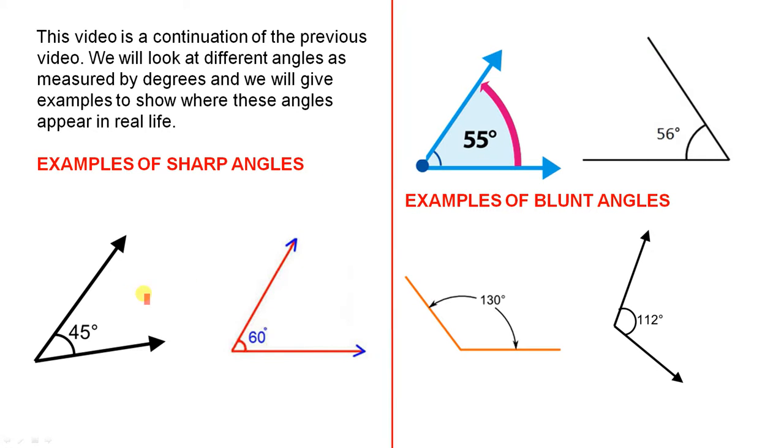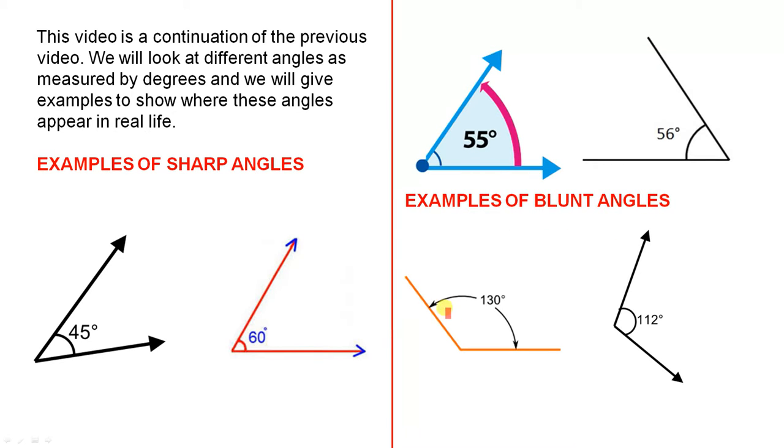Examples of sharp angles. We saw these diagrams in the previous video, but I didn't have these numbers. That's 45 degrees. So we measure degrees. We can do that using numbers, and we can see that that's a sharp angle. 60 degrees, we can see that as a sharp angle. Here's another example, 55 degrees, sharp angle, and 56 degrees, a sharp angle.